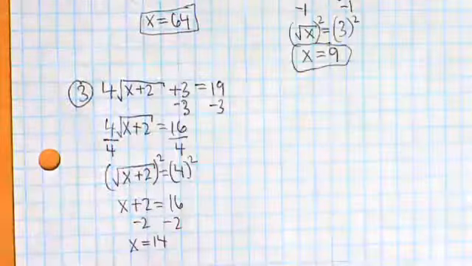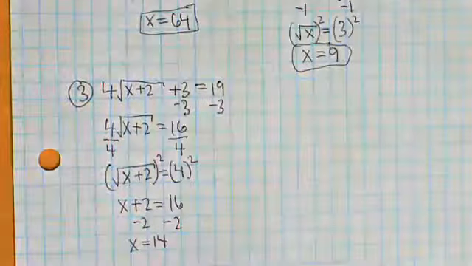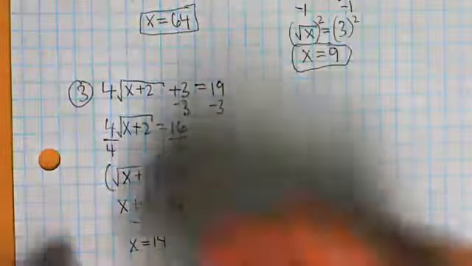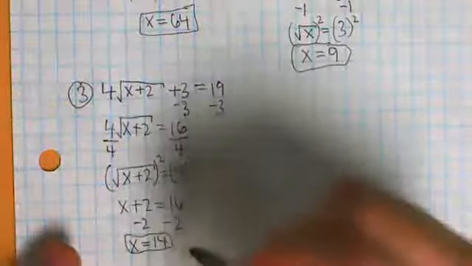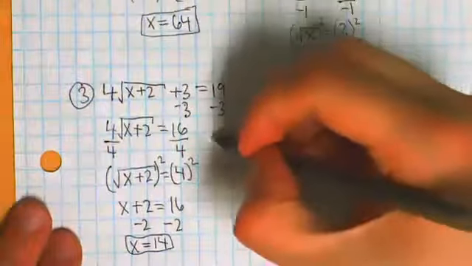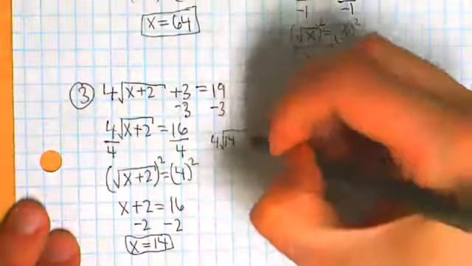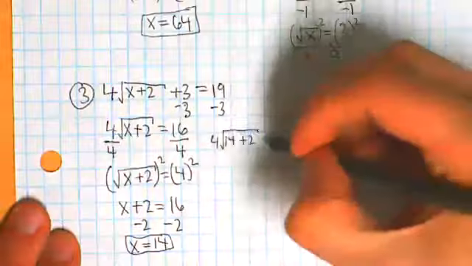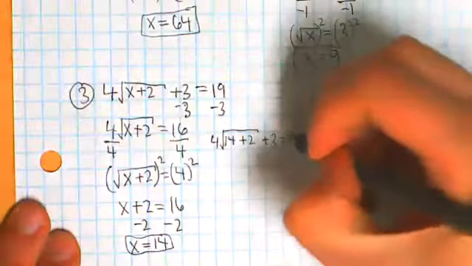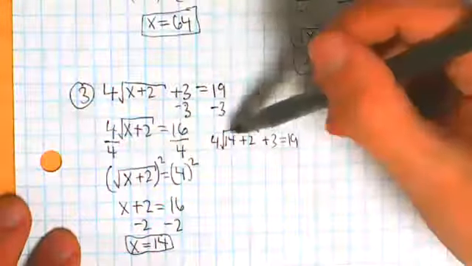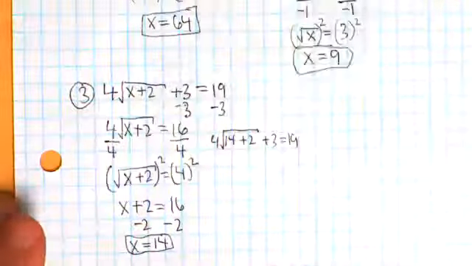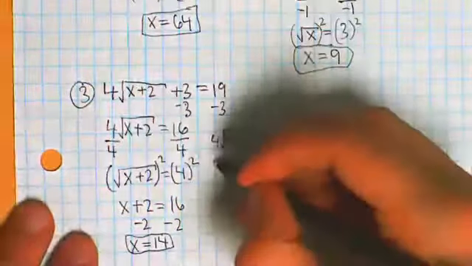Now, if you're not sure if this is actually the case, we can go ahead and plug our x equals 14 back into our original equation, which I'll spend a moment doing. I have just replaced x with 14 in the original equation, so you can compare. The only difference is x is now 14. 14 plus 2 is 16.